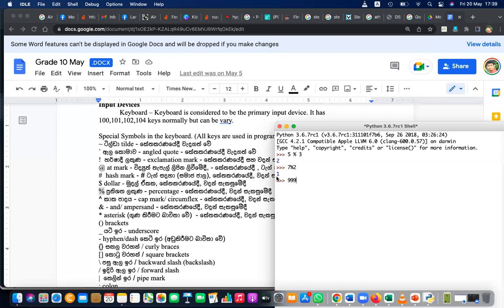So let's say 999. This is an A level ICT question. 999 modulus 997. What is the answer? Yes, A level ICT MCQ question. 2. Exactly. 997 goes once, and the remainder is 2. So the remainder is 2. Then the reverse, 997 modulus 999.